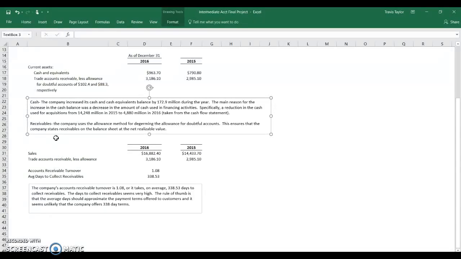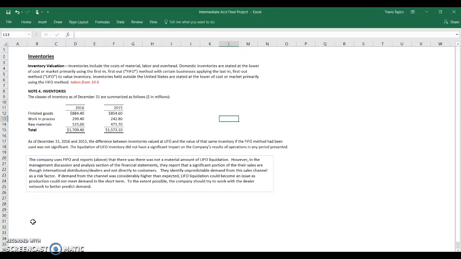Now, this seems like a really long time. The rule of thumb that was listed in the book said that the average days should approximate the payment terms offered to customers, and it seems unlikely that the payment terms are 338 days. So I think this is something that could be addressed.